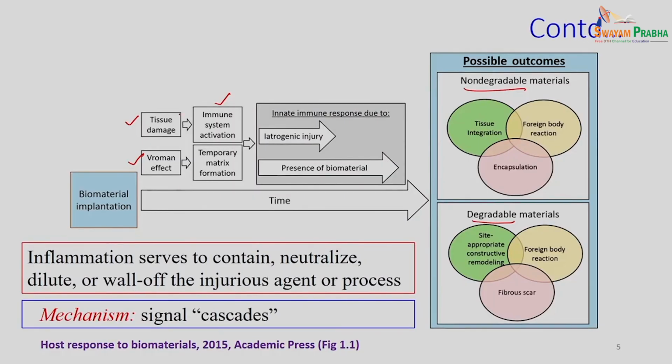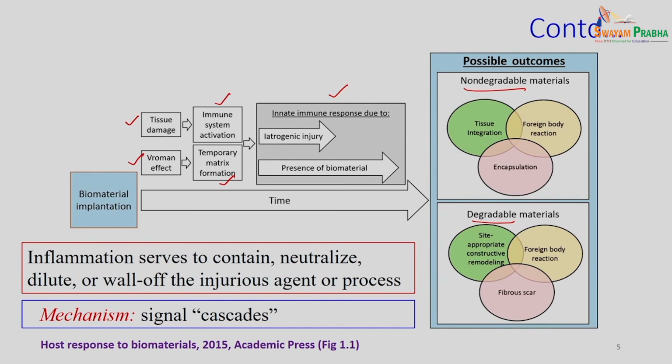So, this protein surface interaction and cell adhesion lead to the formation of a temporary matrix, or you can say the provisional matrix formation, and these two finally cause the immune response. You can say the innate immune response due to the injury and due to the presence of biomaterials, and this goes with time. Again, this time varies from a few minutes to a few days, and it continues till weeks.